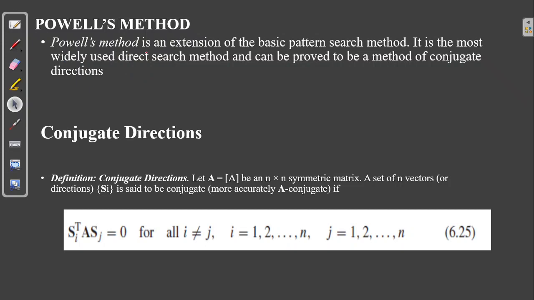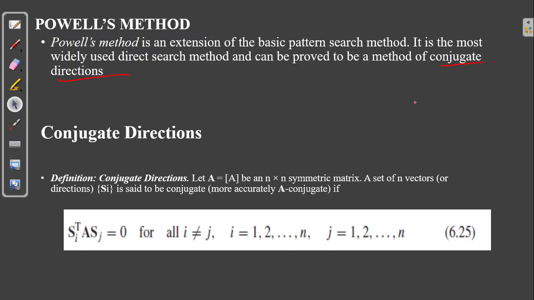Actually, Powell's method is an extension of the basic pattern search method. Pattern search method, we have discussed. If it is not done, no need to worry, we will discuss both ways. It is the most widely used direct search method and can be proved to be a method of conjugate directions.